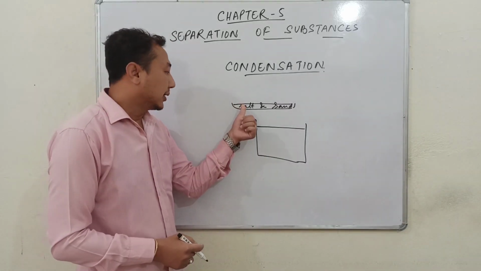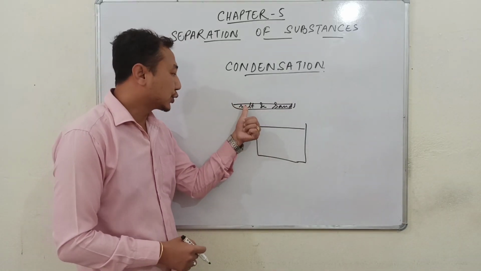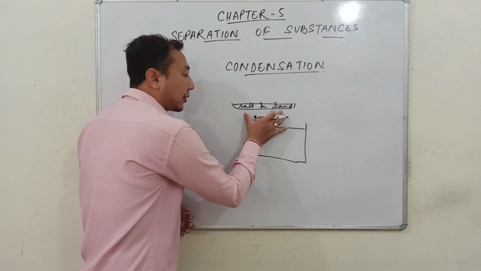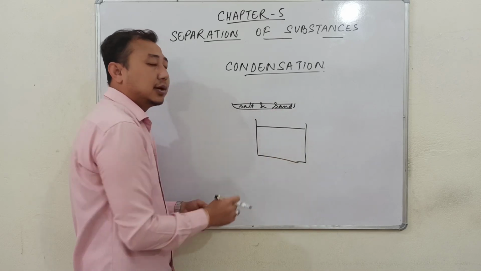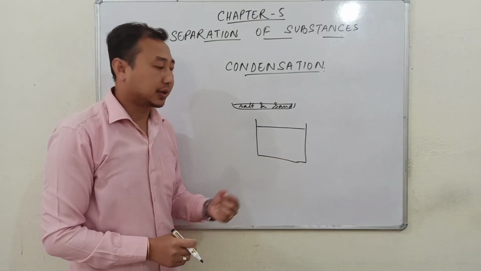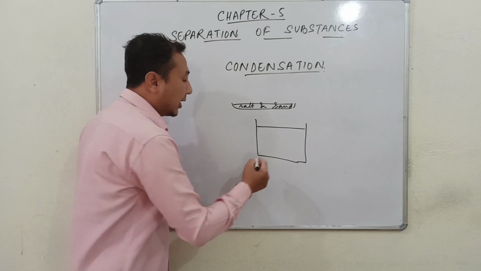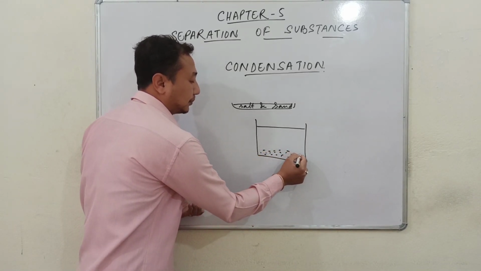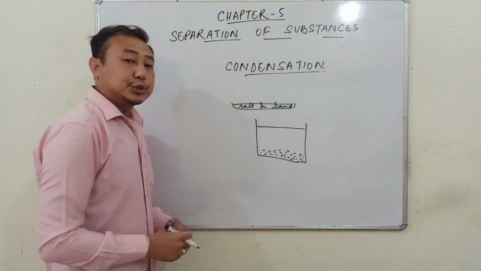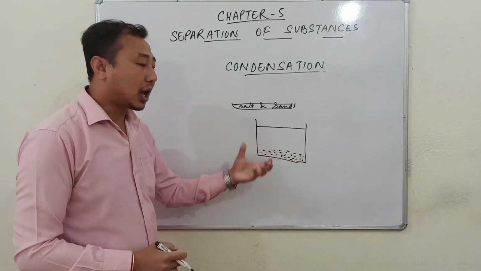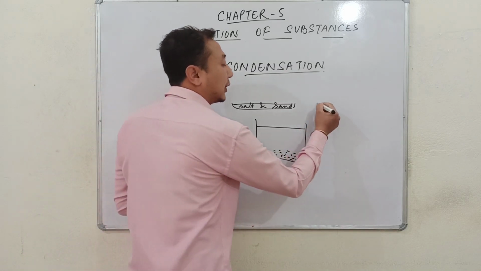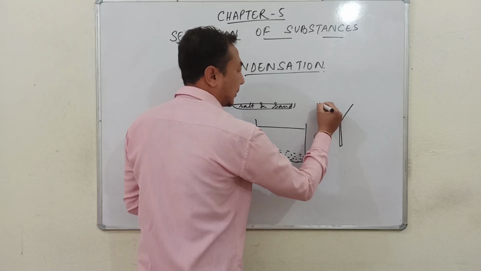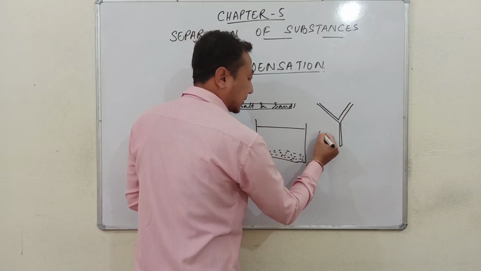When we see these two components, that is salt and sand, salt is soluble in water while the sand is insoluble. So when we dissolve the mixture of sand and salt in water, the salt, as it is soluble in water, will dissolve in the water, while the insoluble sand will settle at the bottom. This insoluble sand can be separated out from this mixture with the help of the filtration process, in which we are going to use a funnel and a filter paper will be placed.